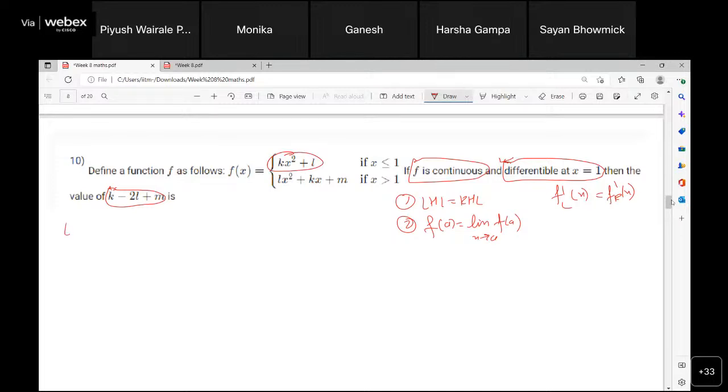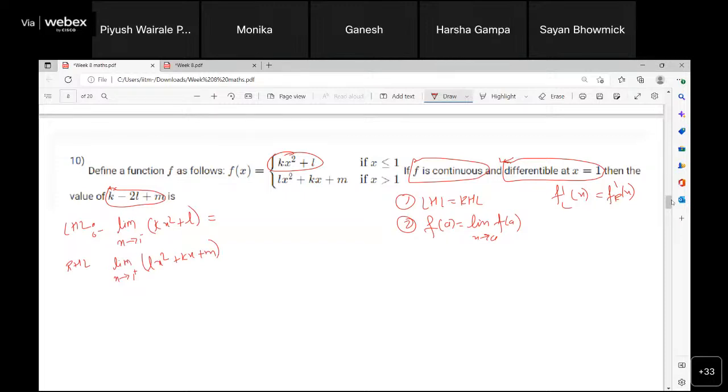What is left hand limit? What is right hand limit? So left hand limit must be 2kx square plus l, and here my right hand limit is l square plus kx plus m, right?